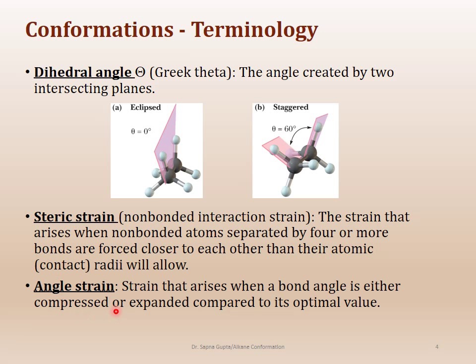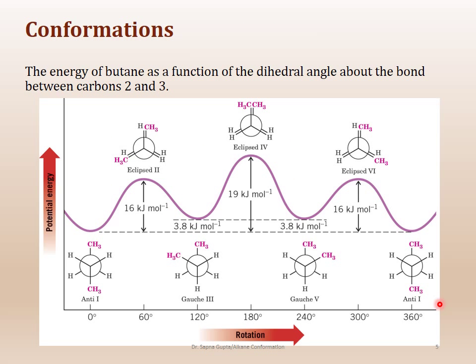And then the angle strain is a little bit different thing. Angle strain is not so much for straight chain, it is a lot more for the cyclic compounds, and that arises when a bond is not in its appropriate angle. So for example, an sp3 is supposed to be 109 degrees, and if it's not 109 degrees, then it will have what we call angle strain.